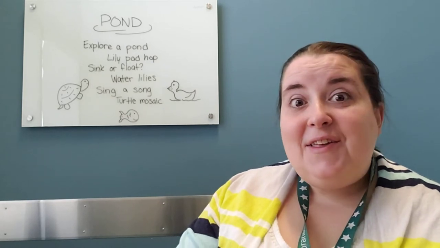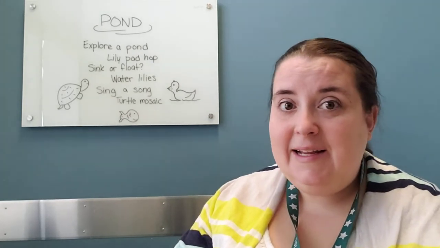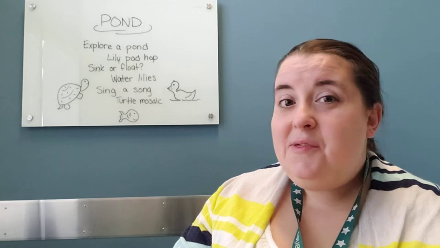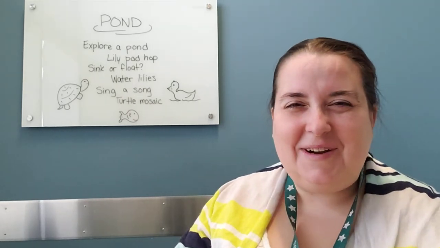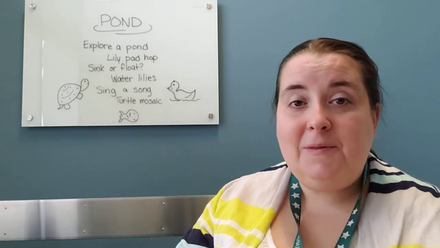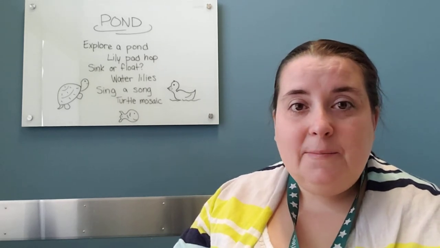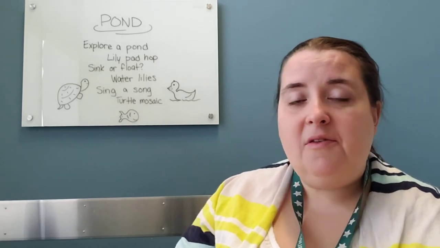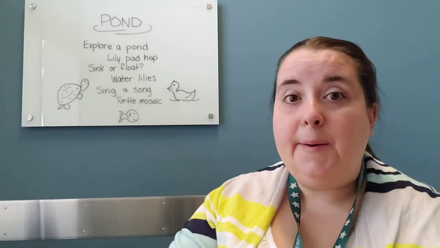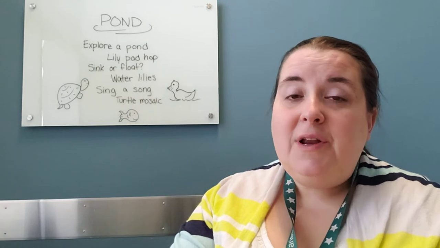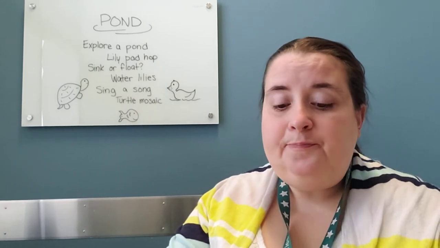All right, our theme this week was pond. And I know that I have to start by explaining what a pond is, usually in story time and at home with my kids when I do this theme. So you might want to go ahead and start with: a pond is a small lake, a small body of water. It usually has quite a few different animals in it.